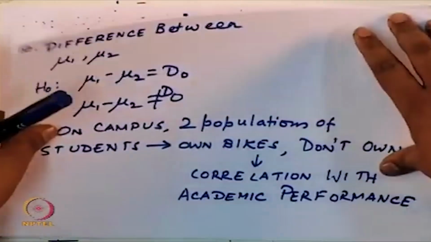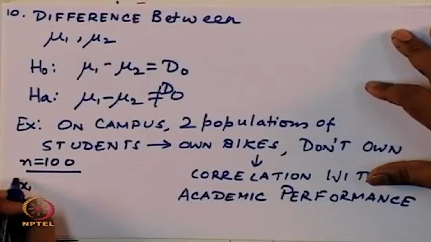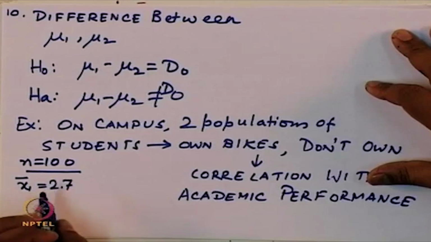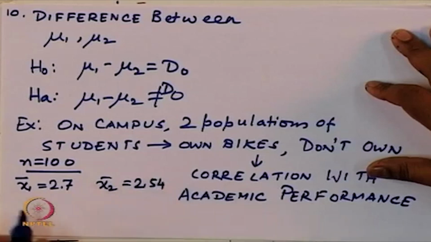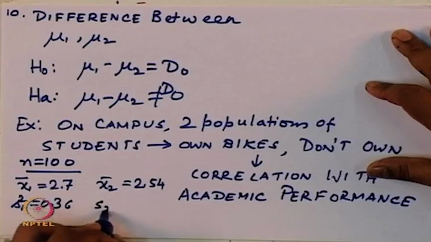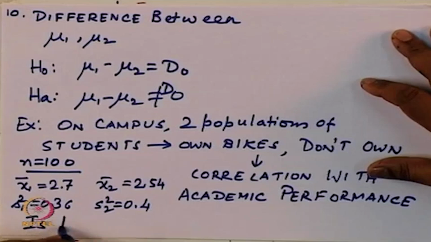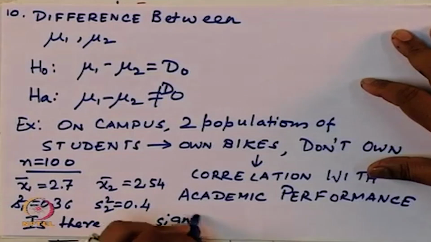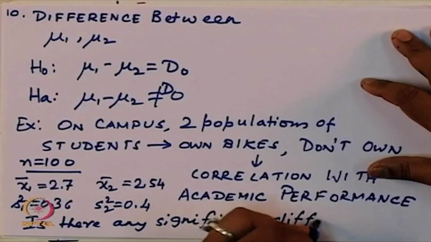What you are given, let us say you have n equal to 100 for both, x1 bar is 2.7, x2 bar is 2.54, s1 square is 0.36, s2 square is 0.4. So, is there any significant difference in their academic performance?